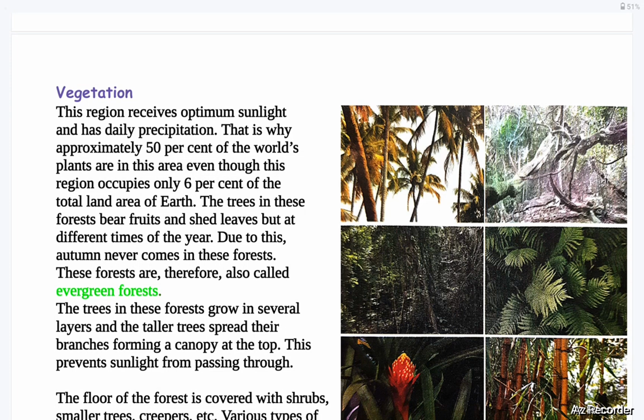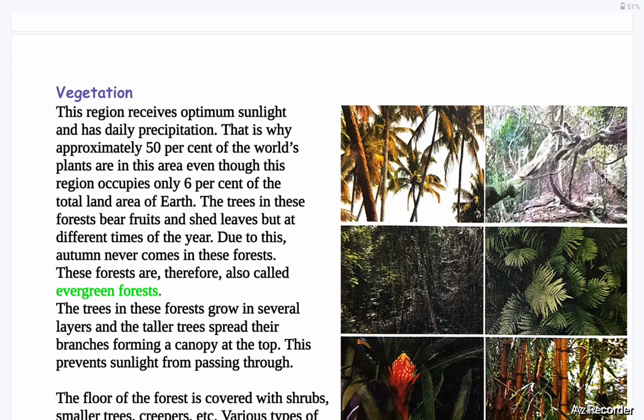The trees in these forests bear fruits and shed leaves, but at different times of the year. Due to this, autumn never comes in these forests. These forests are therefore also called evergreen forests.